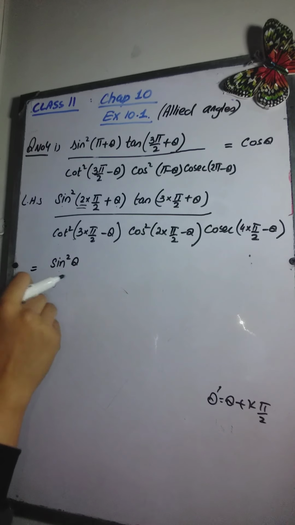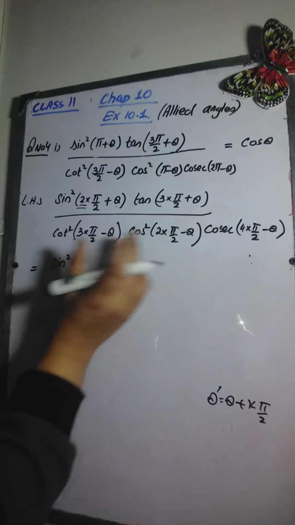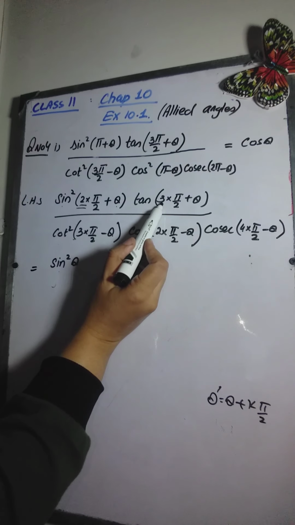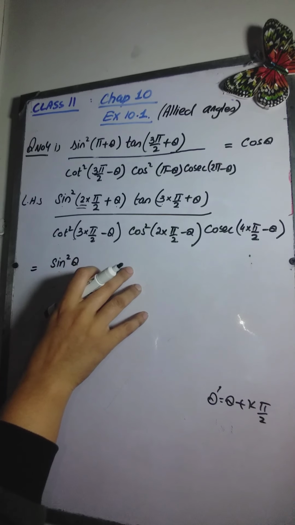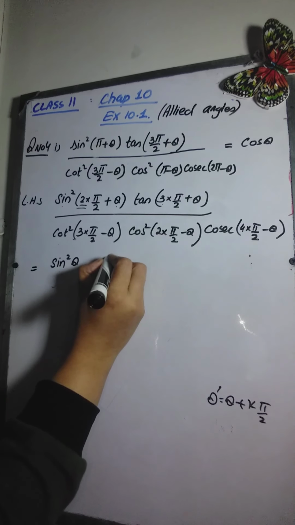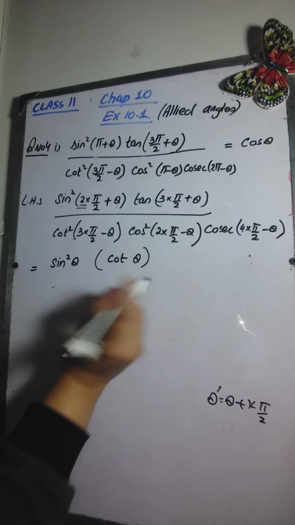Okay, at the end it will be a positive number anyway. Over here we have an odd multiple of pi by 2, so tangent will change into its co-ratio. The co-ratio of tangent is cotangent, so it is going to be cot of theta. Now let us decide its sign.